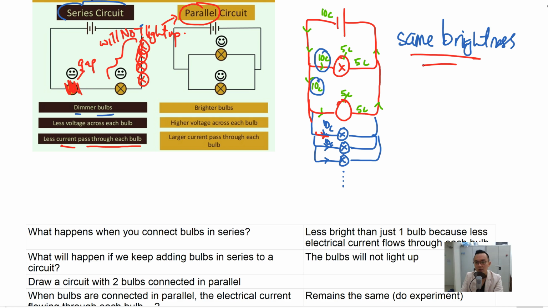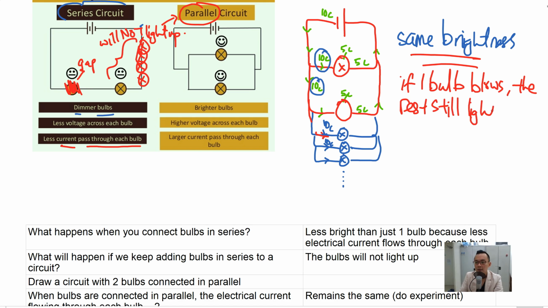Okay, so there are two main advantages. One of them is the same brightness for parallel circuits because it's all 10 currents. The other one is, well, if one bulb blows, the rest still lights up. Okay, and this is the opposite. They will get dimmer, it will get dimmer bulbs, and if one bulb blows, the rest will not light up.